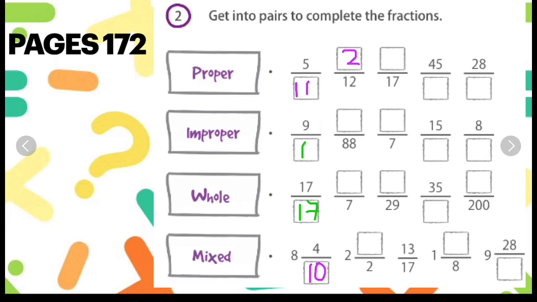If they're asking you to change it into a whole number, then you change it to a whole number, okay? To complete just the fractions. So now let's continue and do this, please.